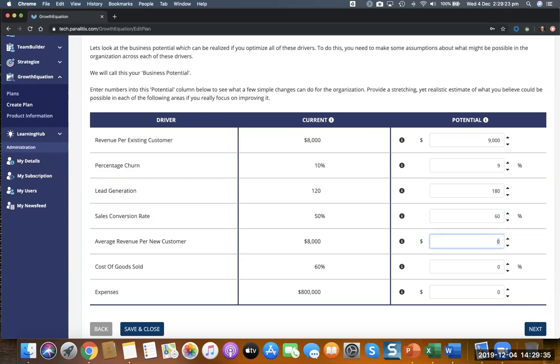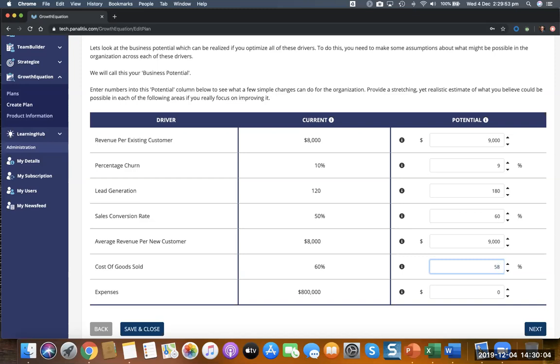Average revenue per new customer, let's go with the same number as we had for existing customers at the top. And then cost of goods sold, what we recommend you do here is take a look at the last 4 or 5 years and figure out what the best result was there for cost of goods sold. And you might find the number goes up and down somewhat, and perhaps there's evidence that in the not too distant past, the client achieved 58% as cost of goods sold. So let's target that number again.